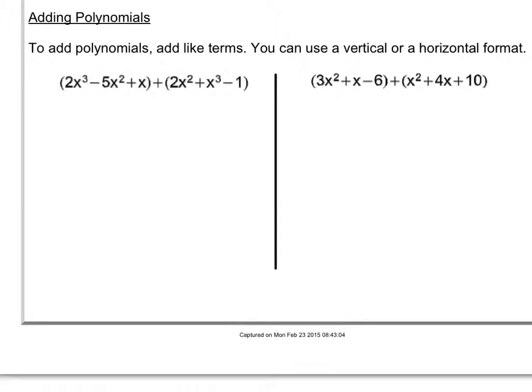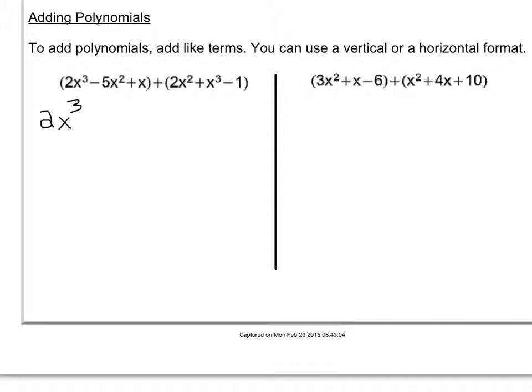Like terms have the exact same variables with the same exponents. There are 2 different ways we could set this up. We'll show both ways, either a vertical setup or a horizontal format. Start with a vertical. Vertical means up and down. This is just going to look a lot like the traditional addition that you're used to with numbers.